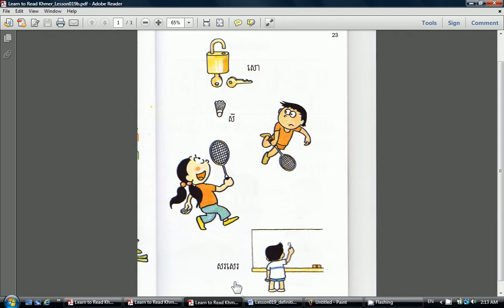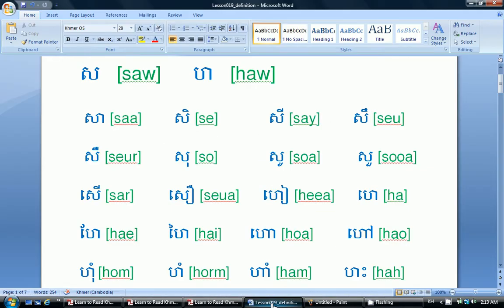Now let's look at this lesson in more detail. So these are the two consonants again, sa and ha. These consonants are the first series consonant. Now let's practice saying these words by saying the consonant, the vowel, and then the word, okay?